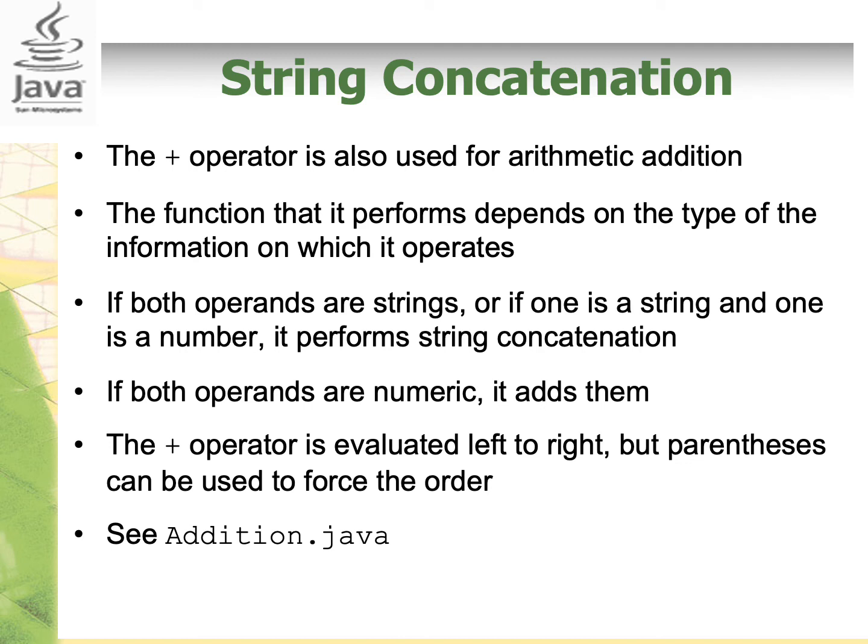The operator plus is also used for arithmetic addition. The function that it performs depends on the type of the information on which it operates. If both operands are strings, or if one is a string and one is a number, it performs string concatenation. For example, "hello" plus 1 will display hello1. It is a string concatenation. However, if both operands are numeric, it adds them. For example, 1 plus 1 will display 2. The plus operator is evaluated from left to right, but parentheses can be used to force the order.